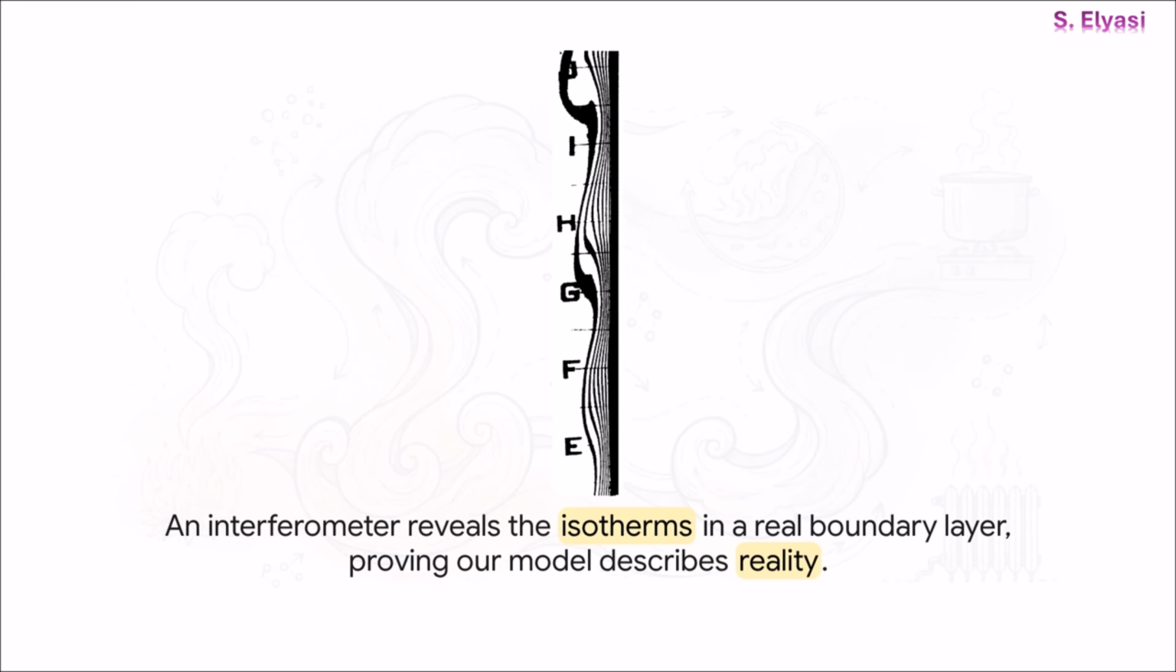See how the lines are packed really close together near the surface? That shows a really steep temperature gradient, which is exactly where the most heat transfer is happening. This picture is just a stunning physical proof that the mathematical model we just spent all this time building actually describes reality perfectly. We made the invisible visible.